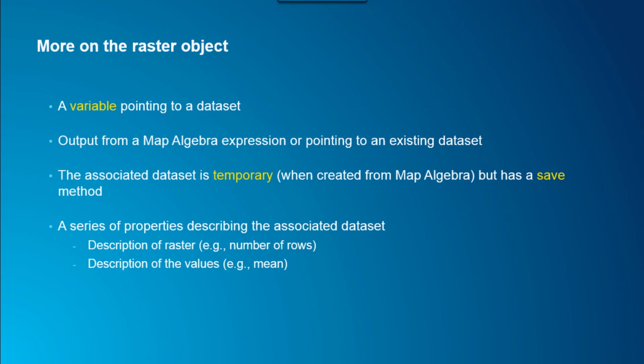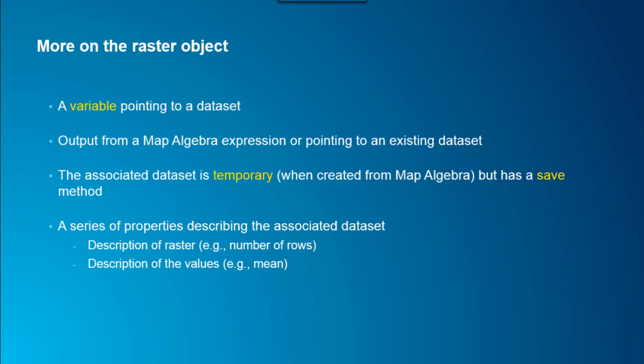Okay. Now, more on raster object. Raster object is very critical for map algebra and processing with raster, right? It's a variable pointing to a raster, right? Output from a map algebra expression could be a raster object, which of course creates a raster. Or you can point to an existing data set. The way Liz did, first she created a raster object pointing to the DEM she wants to work with and then multiplied that with some numbers and stuff like that.